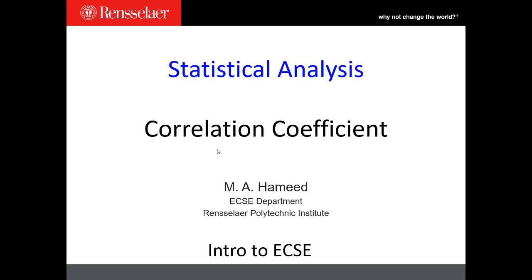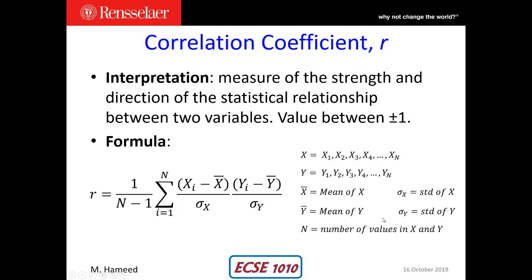In this next video, we will look at the correlation coefficient between two data sets. This is our next parameter we are going to look at in our series of statistical analysis videos. The correlation coefficient is usually indicated by the small r variable. Sometimes we use the Greek letter rho to indicate the correlation coefficient.